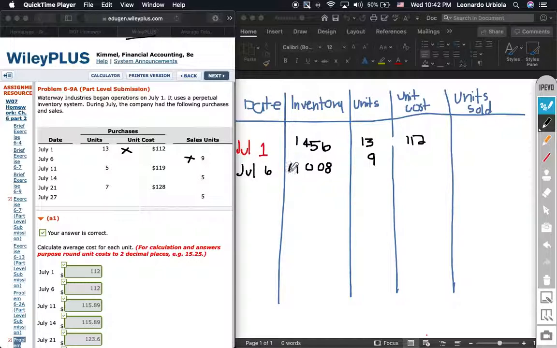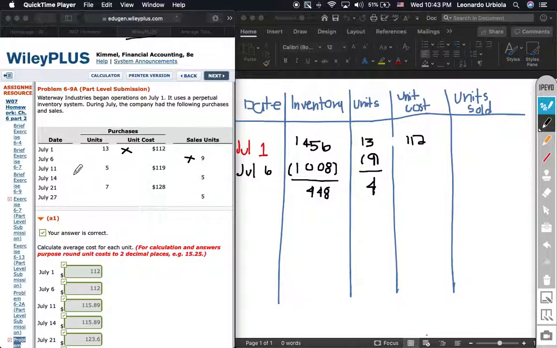Okay, so now we need to subtract this amount because this is the amount that we sold, which is going to give us the total of 448. And now you see here that we had 13 units before, but because we sold 9, we will have a total of 4 units. Okay, so this is what happened on July 6th.